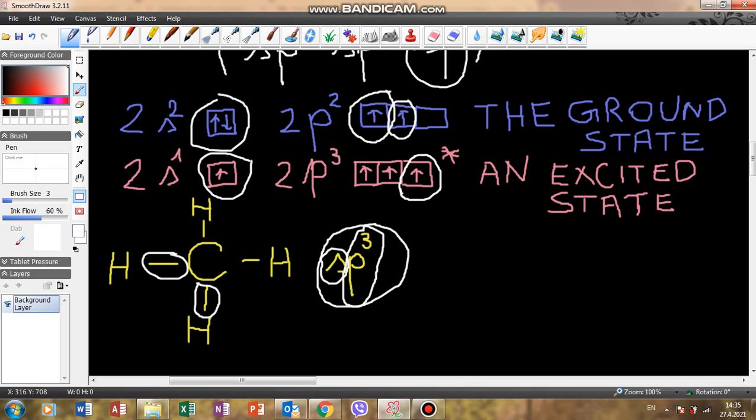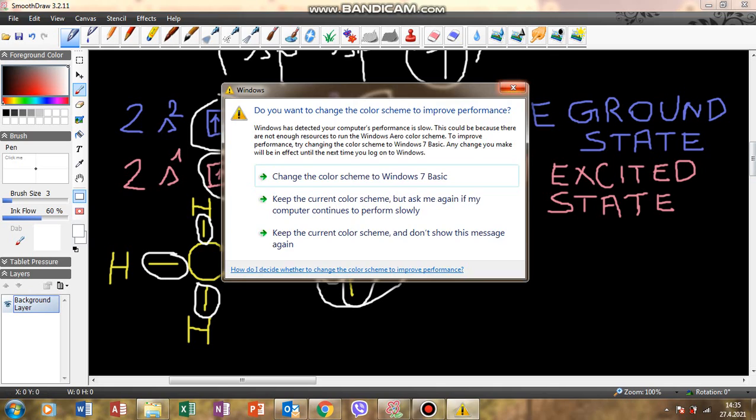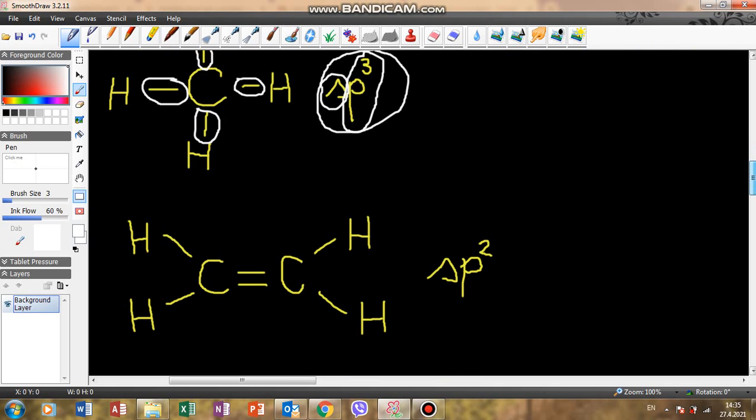which are also called sigma bonds. And the sigma bond is actually formed by head-to-head overlapping between atomic orbitals. So we have 4 sigma bonds in the case of sp3 hybridization.